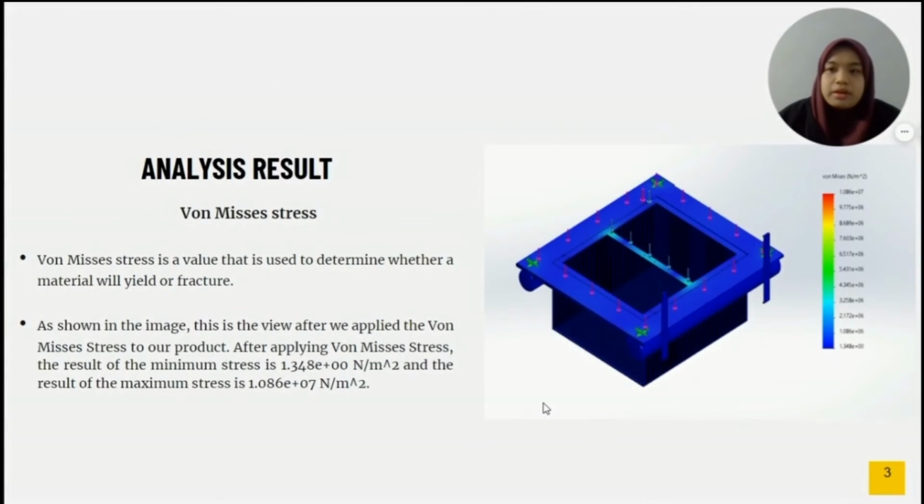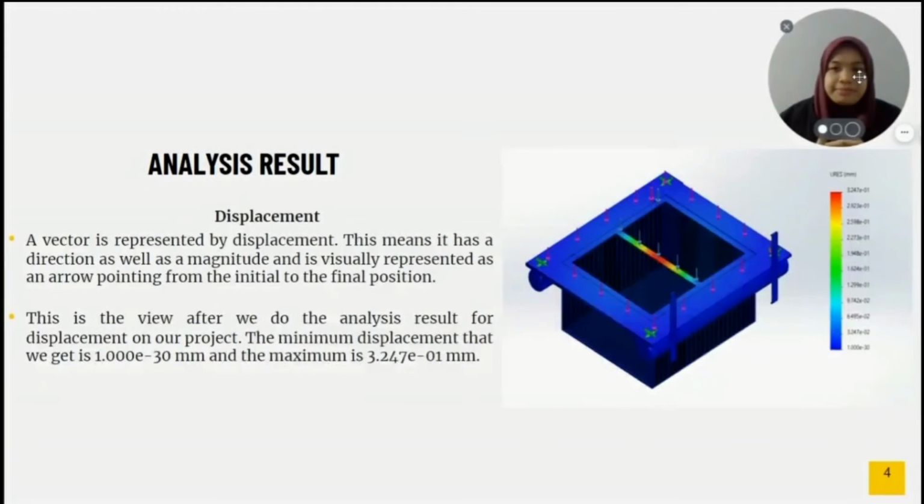Analysis result. Von Mises stress is a value that is used to determine whether a material will yield or fracture. As shown in the image, this is the view after we apply the von Mises stress to our product. After applying it, the minimum stress is 1.348 Newton per meter square, and the maximum stress is 1.086 to the power of 7 Newton per meter square.